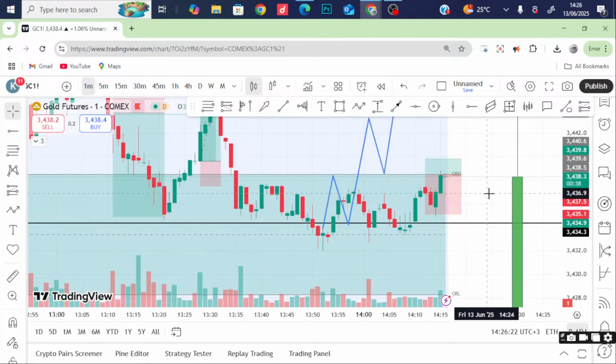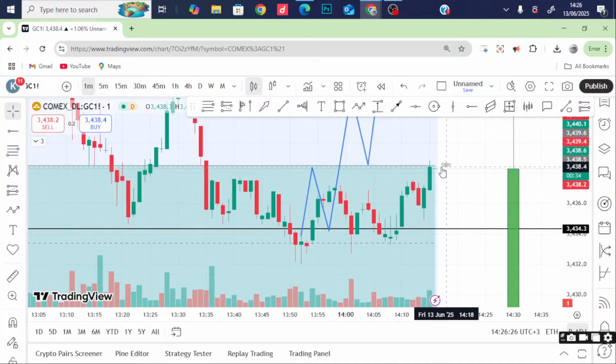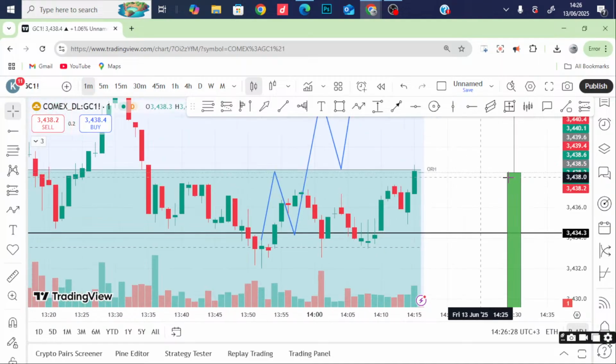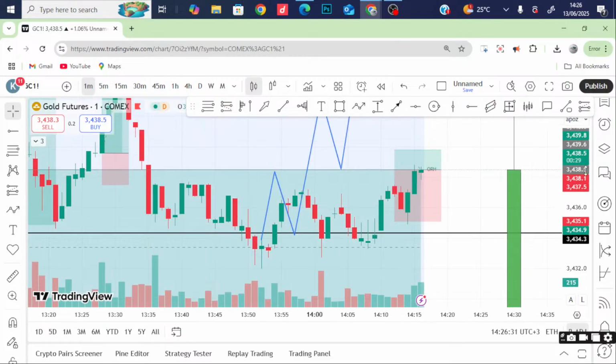So this is how the open range breakout strategy works. Very simple, very clear, easy to understand.